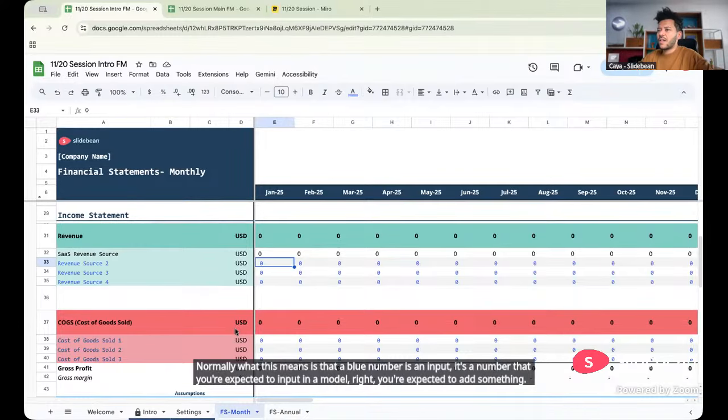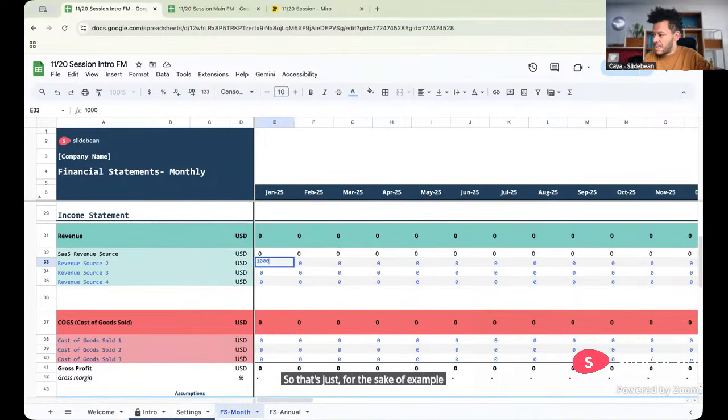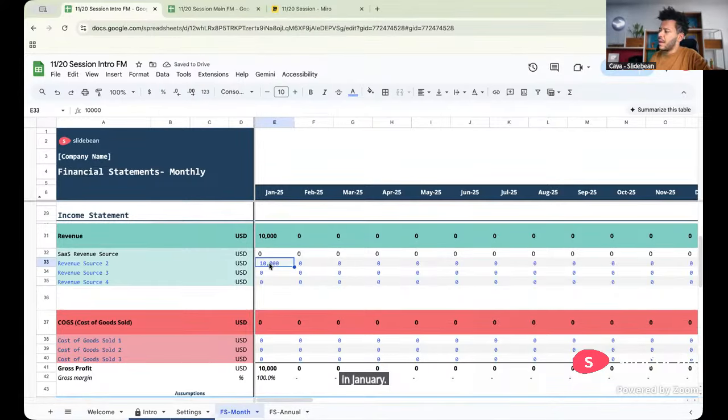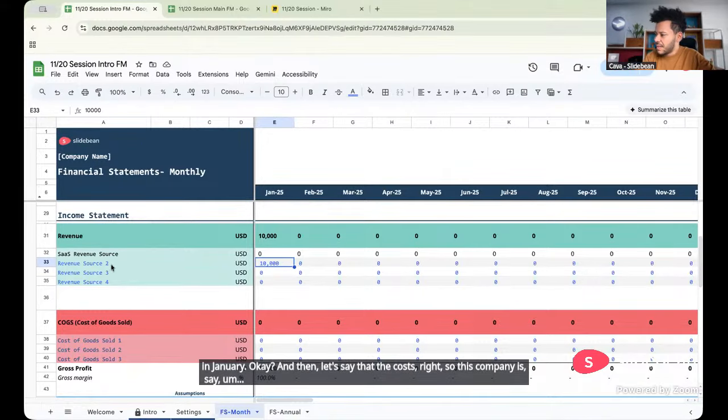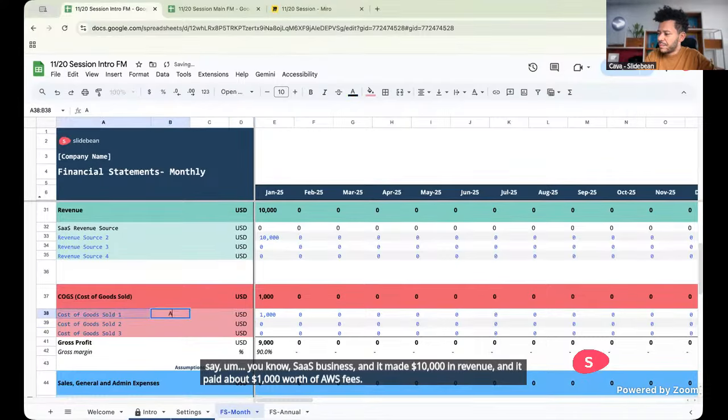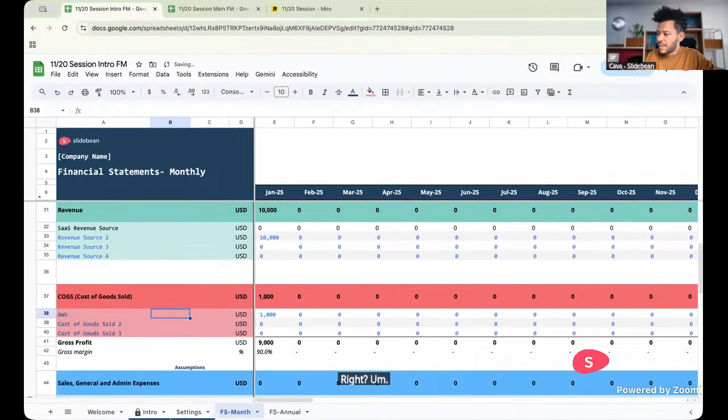So let's just, for the sake of example, say that this company made $10,000 in revenue in January. Okay. And then let's say that the costs, right? So this company is, say, a SaaS business, and it made $10,000 in revenue, and it paid about $1,000 worth of AWS fees, right? This is AWS.